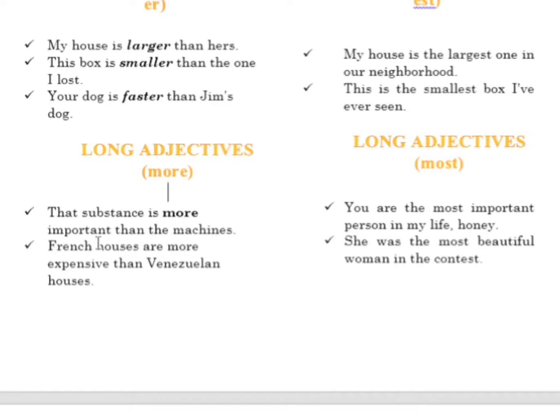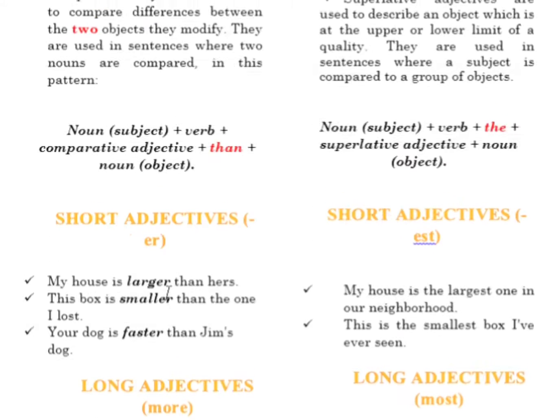So we keep the same structure. In this case we do not have to add er or something like that. As long as you use more, the sentence is correct. That substance is more important than the machines. As you can see, we keep comparing only two things. And the other case, French houses are more expensive than Venezuelan houses. Long adjective, three syllables. We use more, and we use two subjects. That substance and the machines, and in this case, French houses and Venezuelan houses.